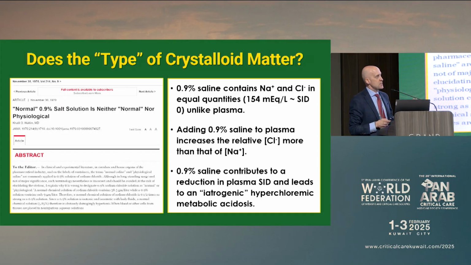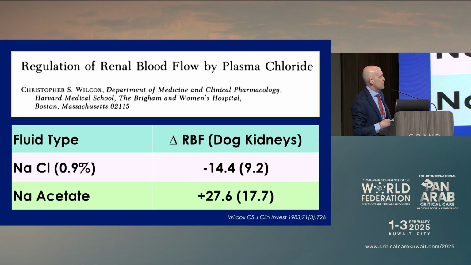Adding saline to plasma increases the chloride content relative to sodium content, and this has implications for reduction in plasma strong ion difference and will contribute to an iatrogenic hyperchloremic metabolic acidosis. And we know this from experimental studies. This is an older study now looking at changes in renal blood flow following resuscitation with 0.9% saline versus a balanced crystalloid solution. And you can see the clear decremental effect that 0.9% saline had in renal perfusion in these animals.